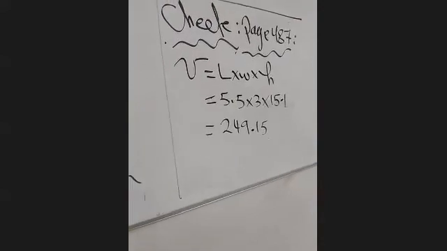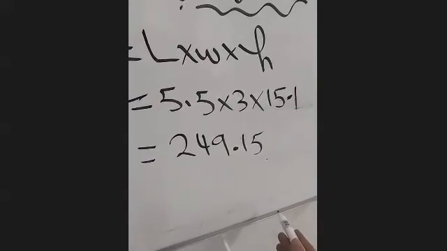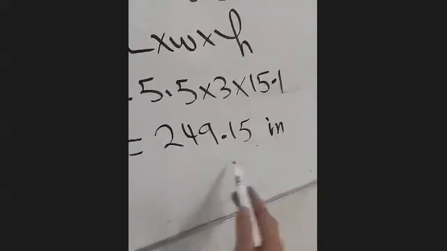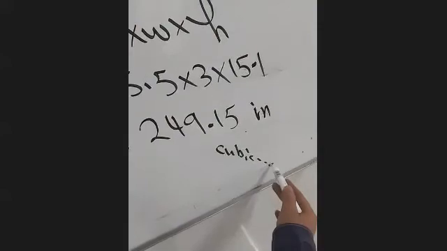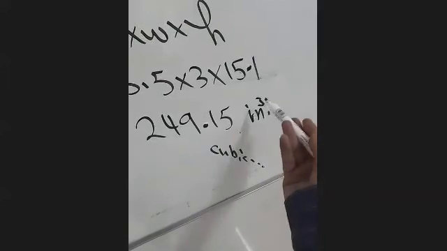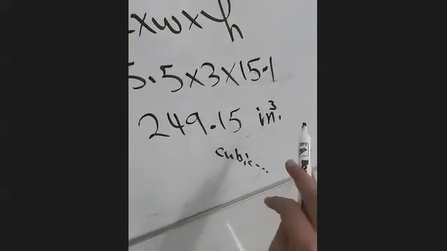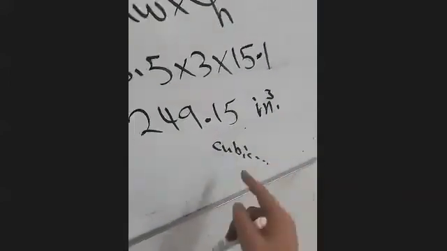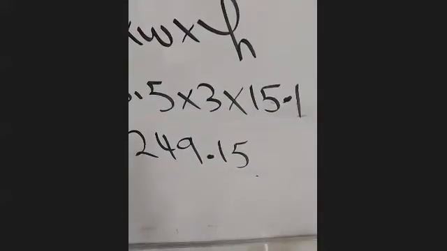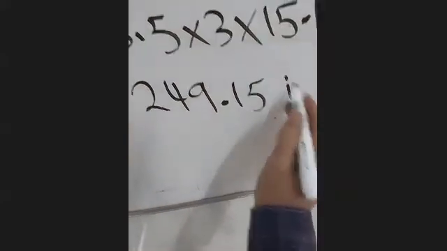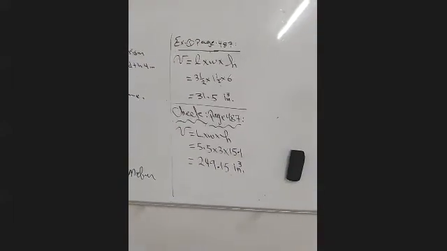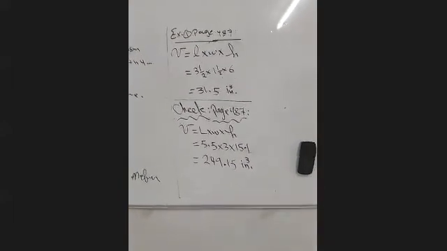Inch to the power 3, cubic inches. You can say cubic inches or inch power 3, one of them is enough, not both. So the answer is 249.15 cubic inches. This is the check, page 487. Copy it.